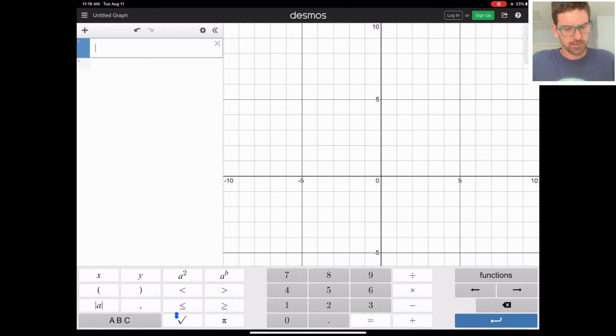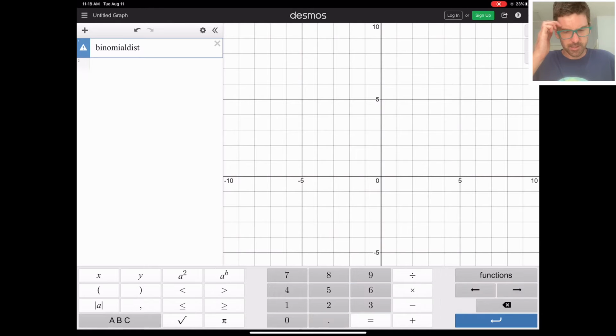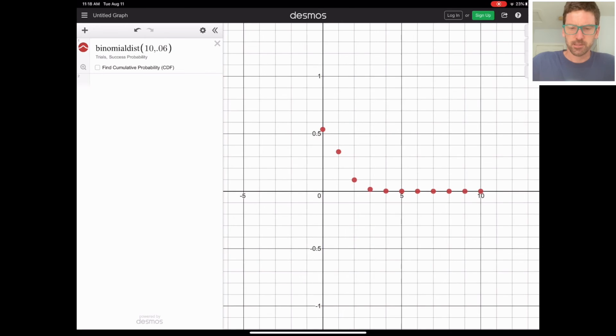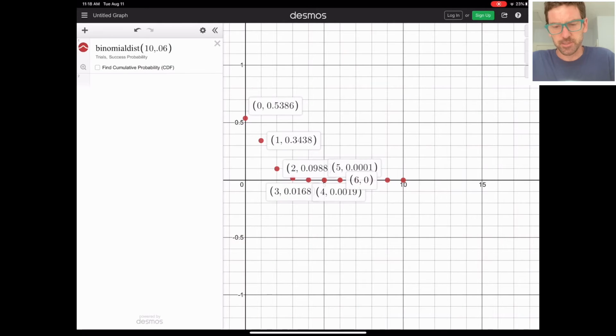All right, so let's see here. So bringing up the keyboard, binomial dist, and then go to some parentheses here. And it reminds us that we are looking for trials and success probability. So trials are 10 and success probability is 0.06. And we're going to close our parentheses. So this does a little graph for us. It shows us the possibilities of each of those outcomes.